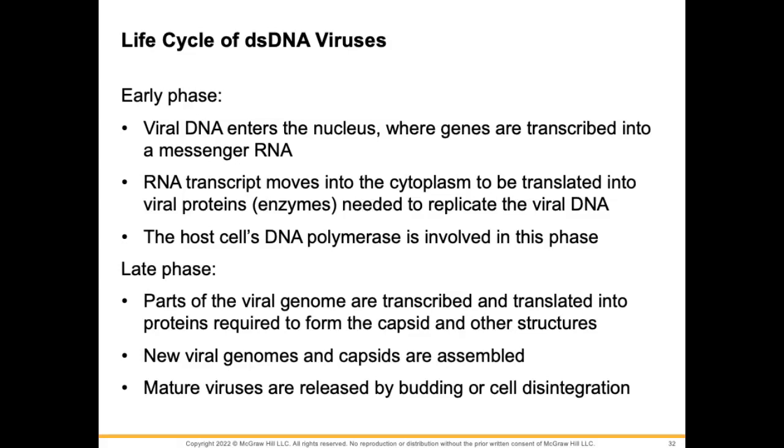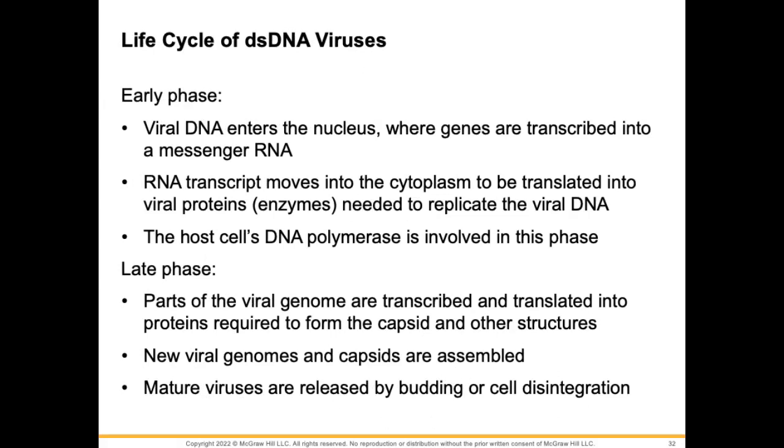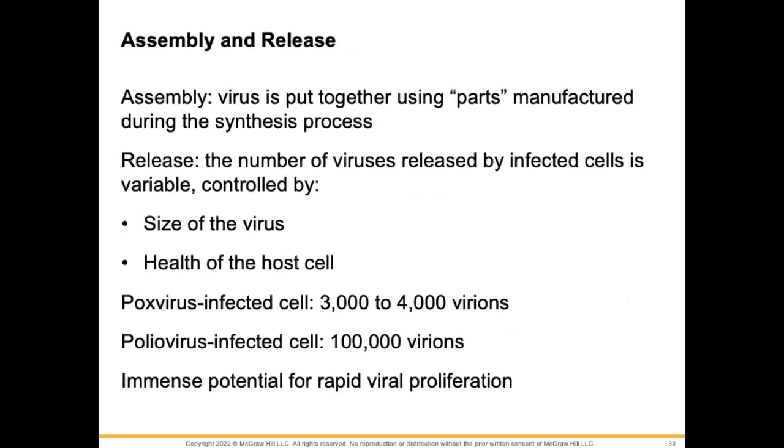In the late phase, parts of the viral genome are transcribed and translated into proteins required to form the capsid and other structures, and new viral genomes and capsids are assembled, and then the mature viruses are released by budding or cell disintegration. So this kind of gets a little ahead of itself with the assembly and the release. So basically it talked about assembly and release right here, right? Assembly is when the virus is put together using the parts that are manufactured during the synthesis process. Release is when the viruses are released by the infected cells.